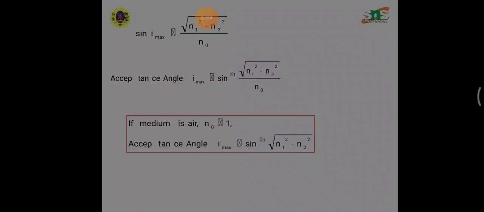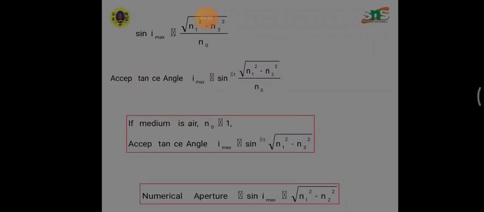We already know that the numerical aperture is defined as the sine of the acceptance angle of the fiber. That means NA equal to sin IM. So NA equal to sin IM equal to the root of n1 square minus n2 square.